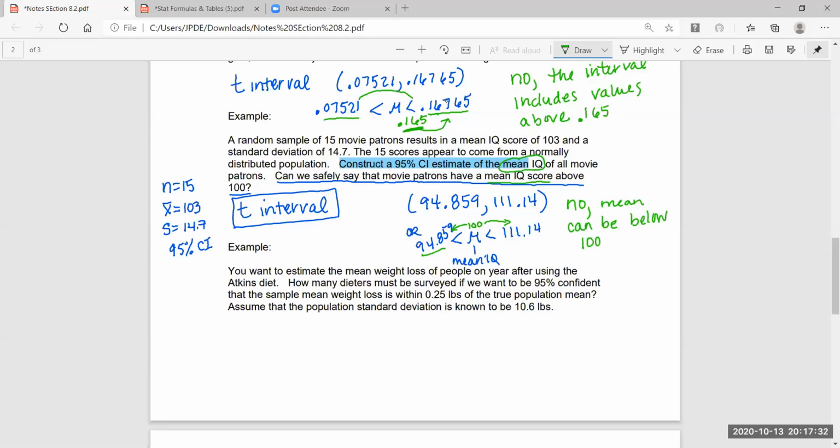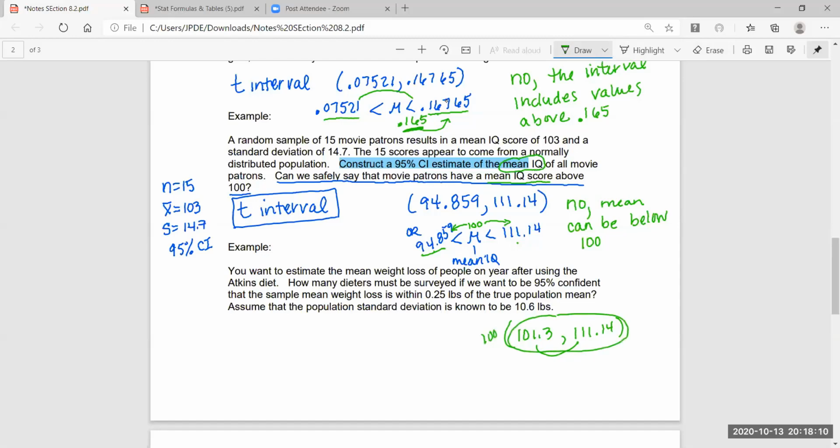Now, we're 95% confident that this would happen. So let's say you had an interval that went from like 101.3 to 111.14. Then if we looked at the 100, we could say, yeah, we're 95% confident that the mean is going to be above 100, because 100's over here. This interval, all of the values are above 100.